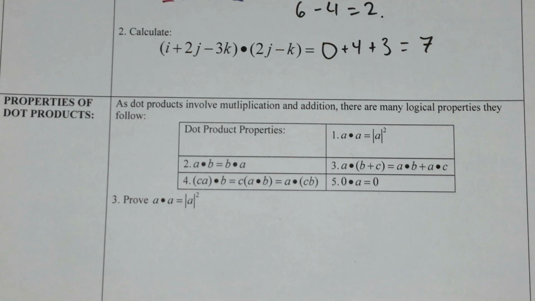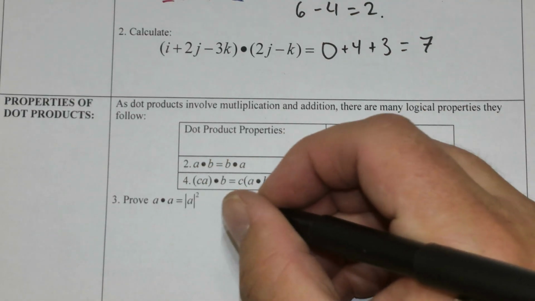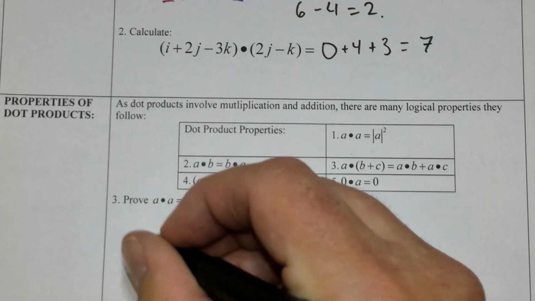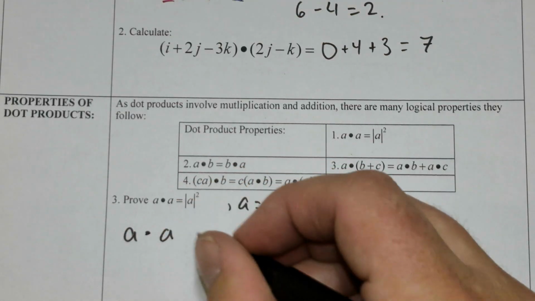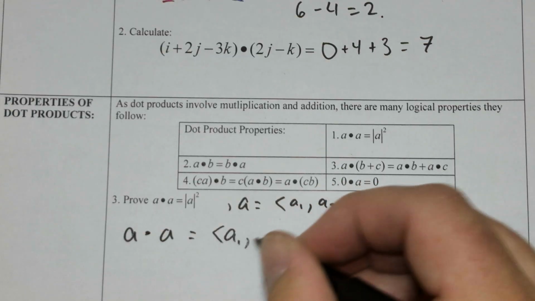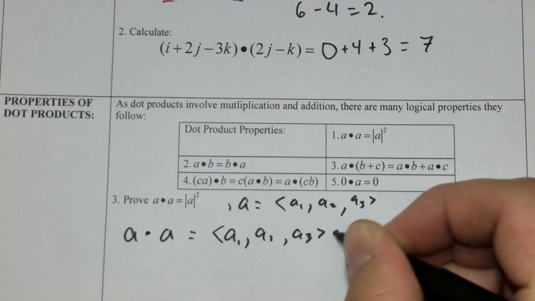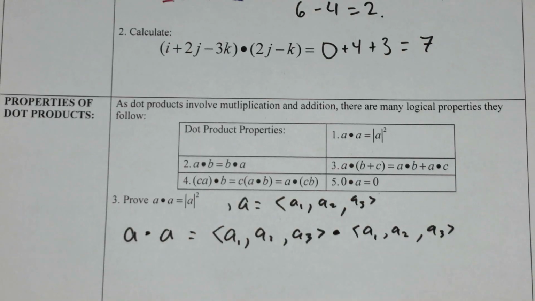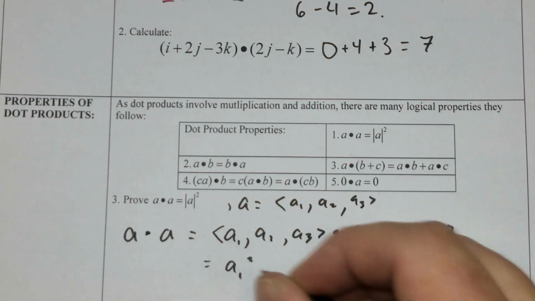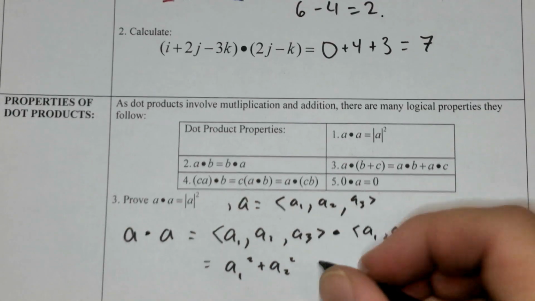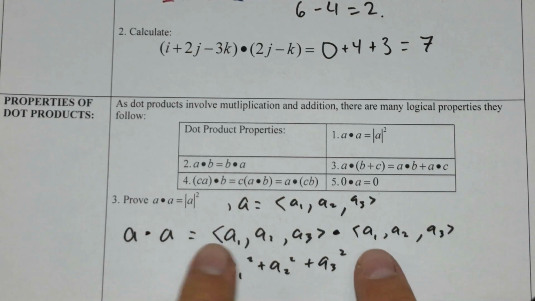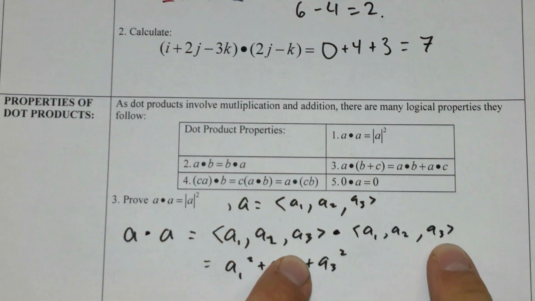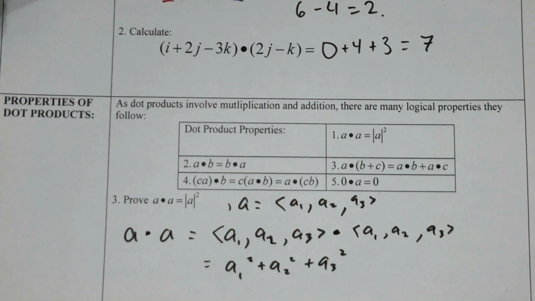For instance, we're doing a dot a is the magnitude of a squared. So let's say that a has these components, a1, a2, a3, and if I'm doing a dot a, I would get a1, a2, a3 dot a1, a2, a3. When I'm multiplying those across, that gives me a1 squared plus a2 squared plus a3 squared. Because again, it's x component by x component, y component by y component, z component by z component. And those multiply to make these.